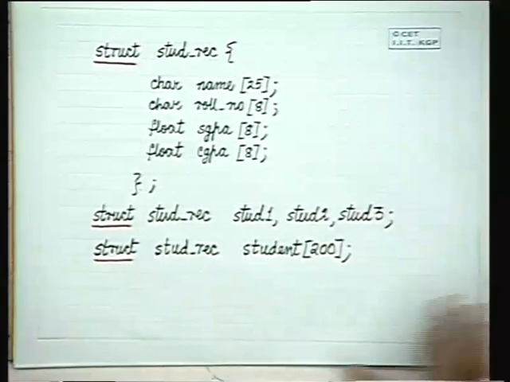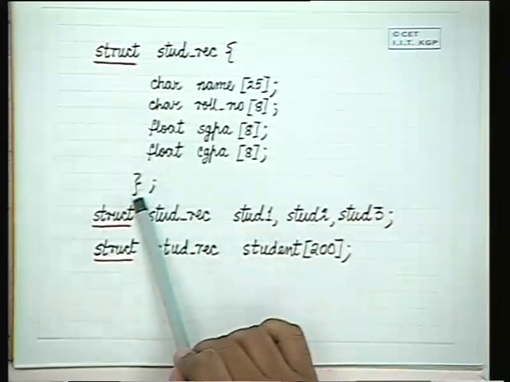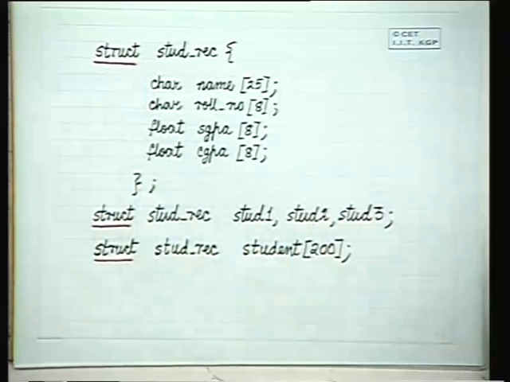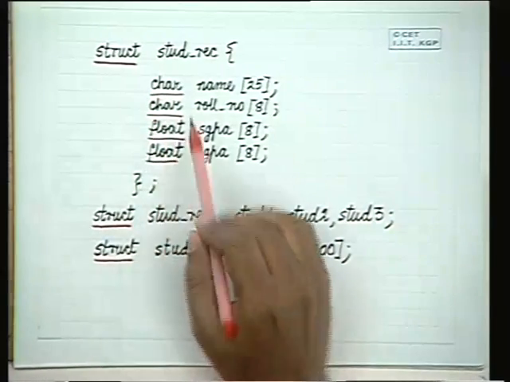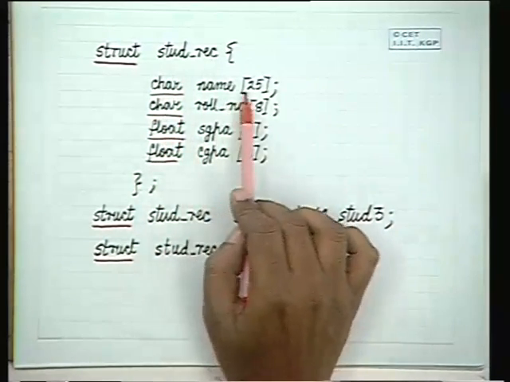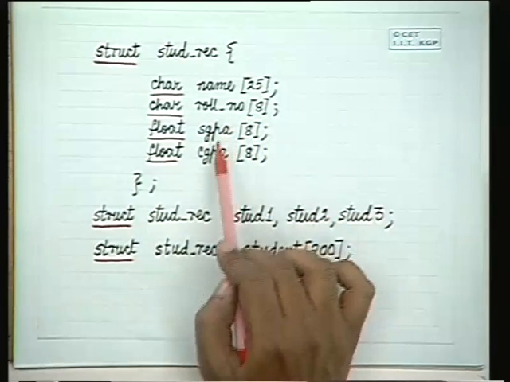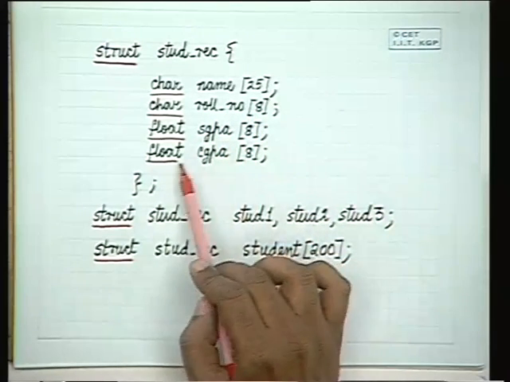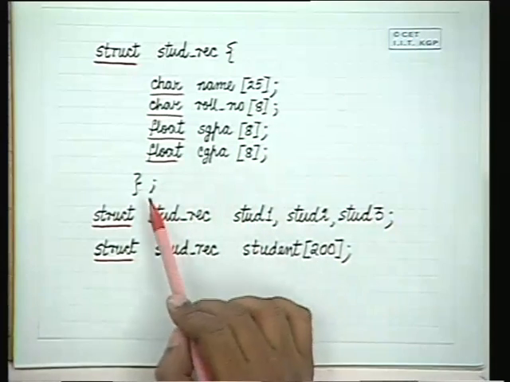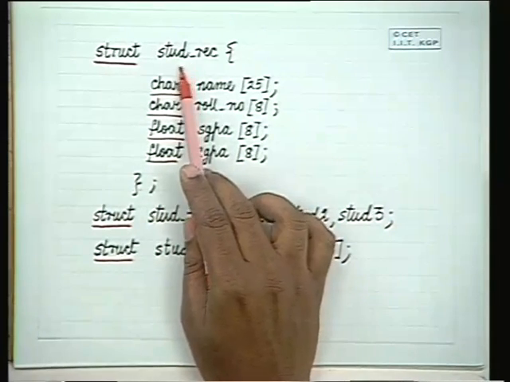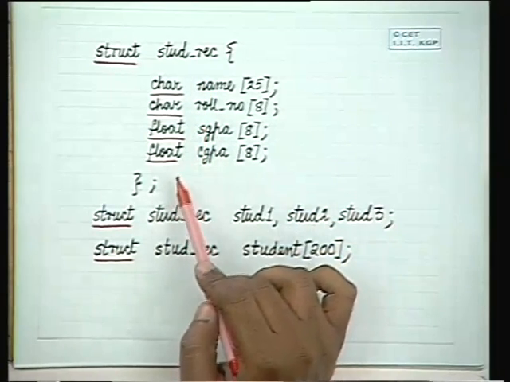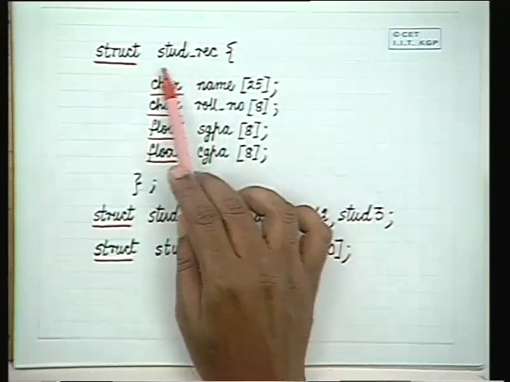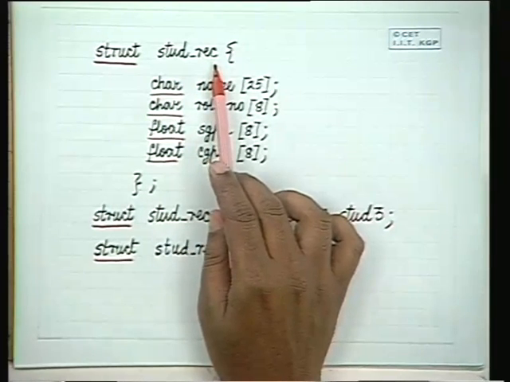That is, first you declare a structural type. Here we declare a structural type studrec, which was a student record, and here we defined all these: 25 characters for the name, a roll number of size 8, float SGPA 8 and float CGPA 8, and the name of this structure was called studrec. This is a type declaration and not a variable declaration. Like integers, characters, etc., this is a declaration of a particular type.